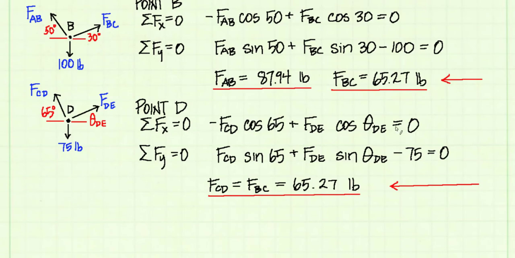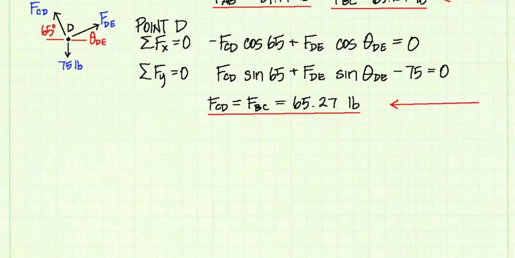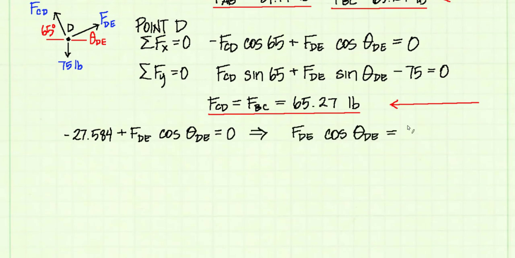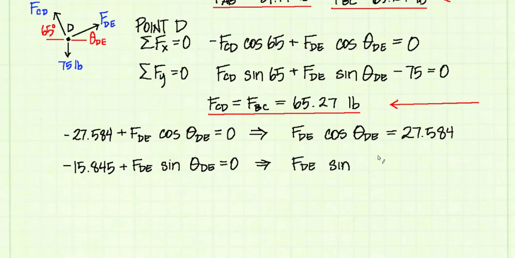I'm going to rewrite these equations by substituting in the known values and put them in a little bit easier form for working with. Okay, here's what I've done. I've taken my first equation of equilibrium in the x direction, and I substituted in for FCD, 65.27, then multiplied it by the cosine of 65. That gave me negative 27.584.